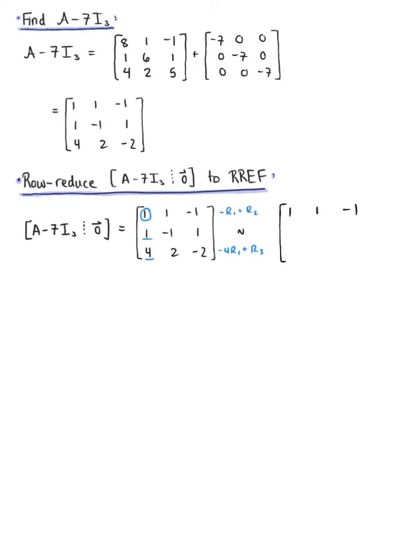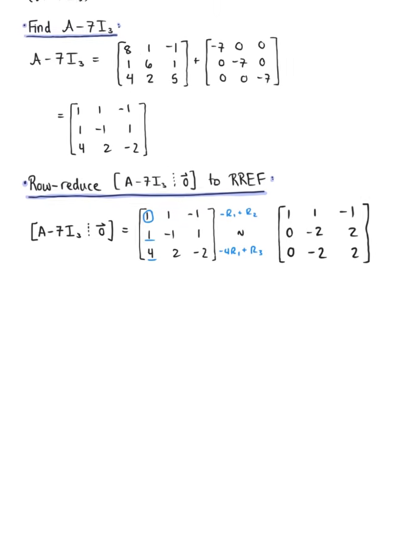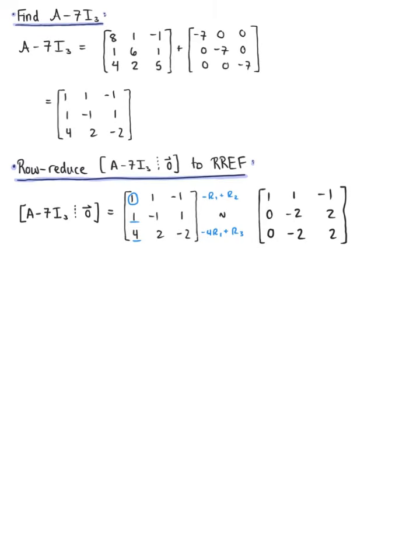The second row, we have negative 1 plus 1 is 0. Negative 1 minus 1 is negative 2. Negative times a negative, so we have positive 1 plus 1 is 2. Now for the third row, we have negative 4 plus 4 is 0. Negative 4 plus 2 is minus 2. And then positive 4 minus 2 is positive 2. So let's pause for a cause here real quick. And what do you observe about this reduced matrix?